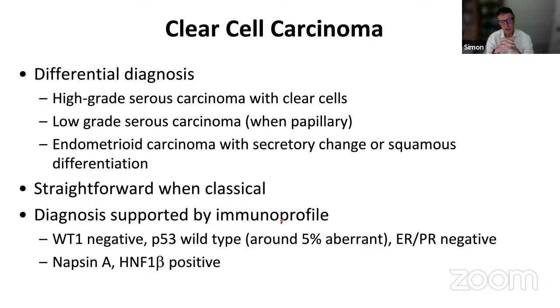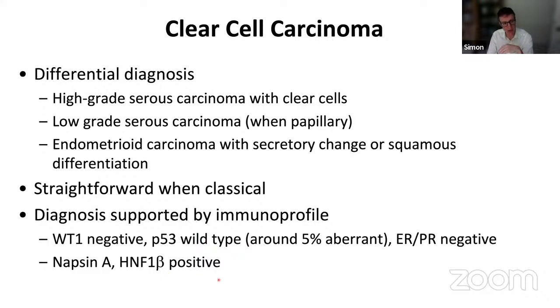P53, in most papers on clear cell carcinomas, it will say P53 is generally wild type, and that's true. In our series, we found around 5% were aberrant and contained a P53 mutation on sequencing. You'll see other series with up to 30–40% of clear cell carcinomas being P53 mutant, but that probably speaks to the issue with high-grade serous carcinoma with clear cells. Typically ER/PR negative, which is often helpful. And until relatively recently, we thought of clear cell carcinoma as the triple negative of the ovarian tumor world: WT1 negative, ER/PR negative, P53 wild type, negative for mutation.